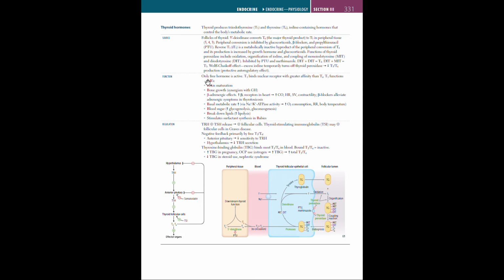Function of thyroid hormone: only free hormone is active. T3 binds nuclear receptors with greater affinity than T4. T3 function is 7 B's to remember. B for brain maturation, bone growth, synergism with the growth hormone, and beta-adrenergic effect, which is causing increase in beta-1 receptors in heart, which will cause increase in cardiac output, heart rate, SV, and contractility.